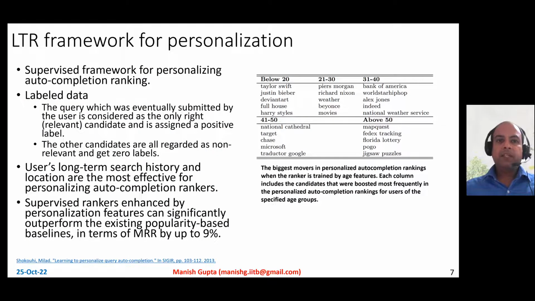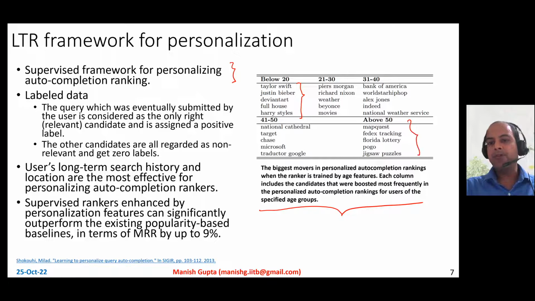So people use these kinds of features and worked with a supervised framework for training a model using labeled data from the past. The query which was eventually submitted, that is clicked in the autosuggest block, is considered positive, while the other candidates which were not clicked are considered negatives. So learning to rank based methods were used, and people found that these particular queries were the biggest movers, meaning these queries benefited the most thanks to the age group signal. As you see, people below 20 are crazy about these kinds of things.